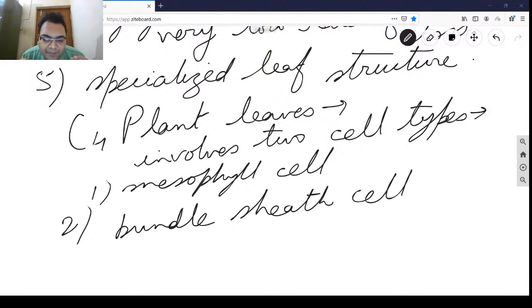Now this reaction occurs in the leaf mesophyll cells, and the substrate is HCO3 minus, not CO2. Very, very important. I'll draw the reaction for you. The substrate is HCO3 minus, not CO2. Means CO2 is not reacting; what is reacting is HCO3 minus. And the oxaloacetate thus formed will be reduced later on to malate and so on. I'll show it to you.